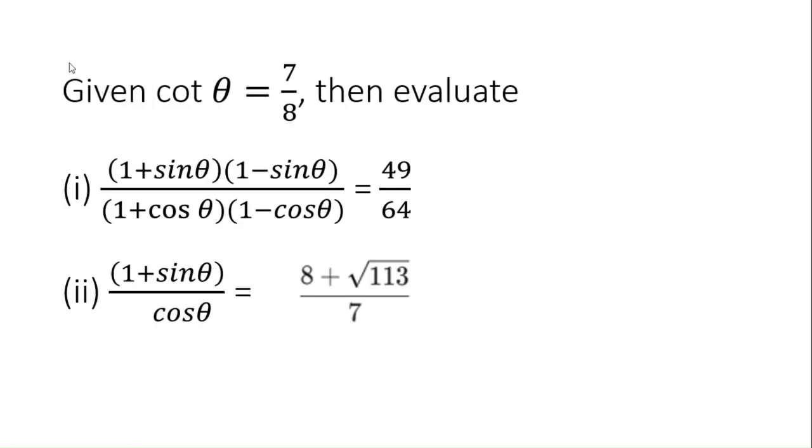I hope you understood the problem. So what is the final answer? When cot theta is equal to 7 by 8, then (1 plus sin theta)(1 minus sin theta) by (1 plus cos theta)(1 minus cos theta) is 49 by 64, and (1 plus sin theta) by cos theta becomes (8 plus root of 113) by 7.